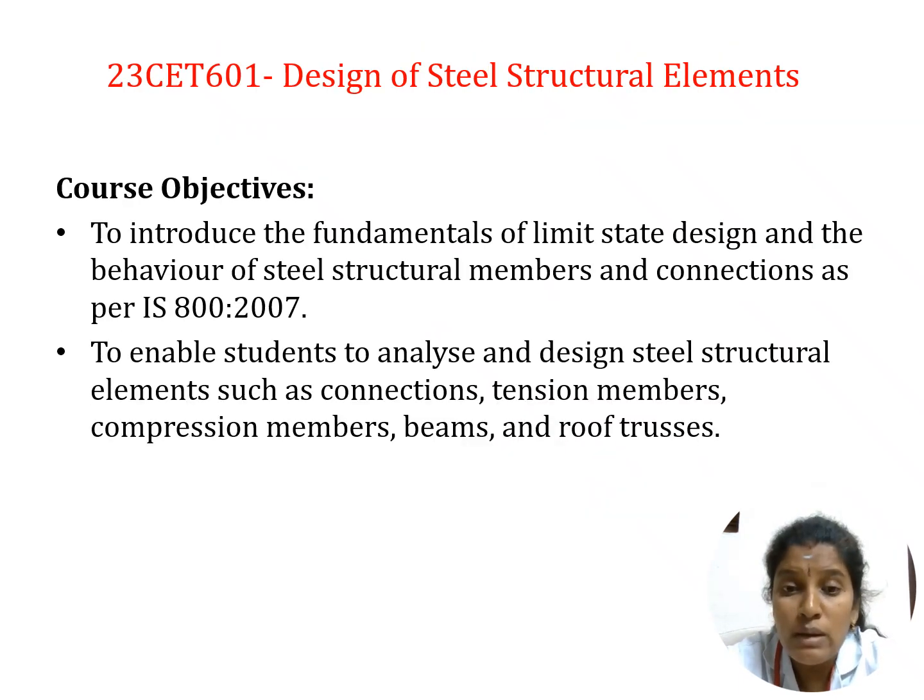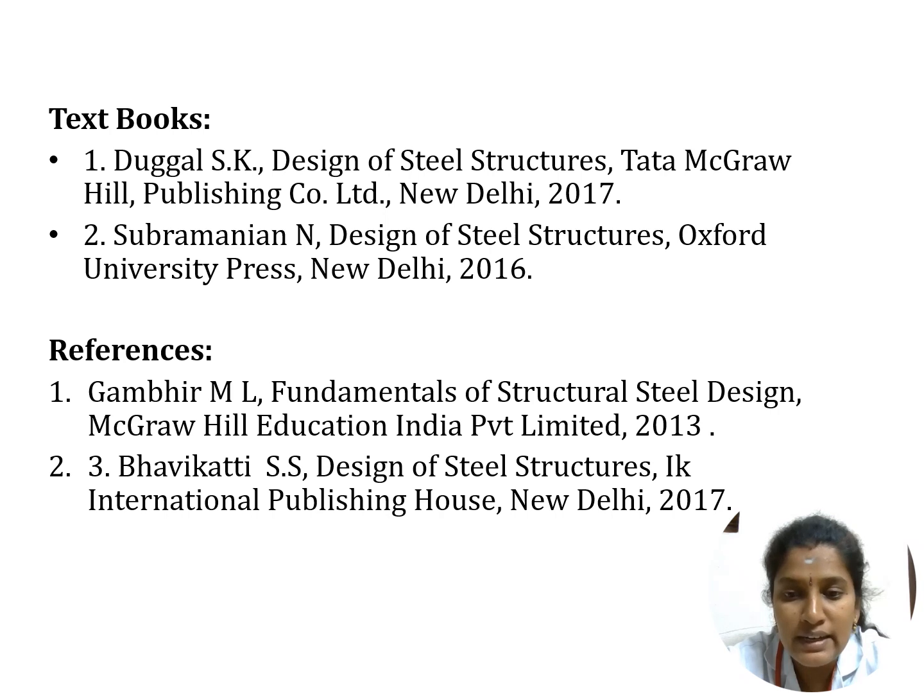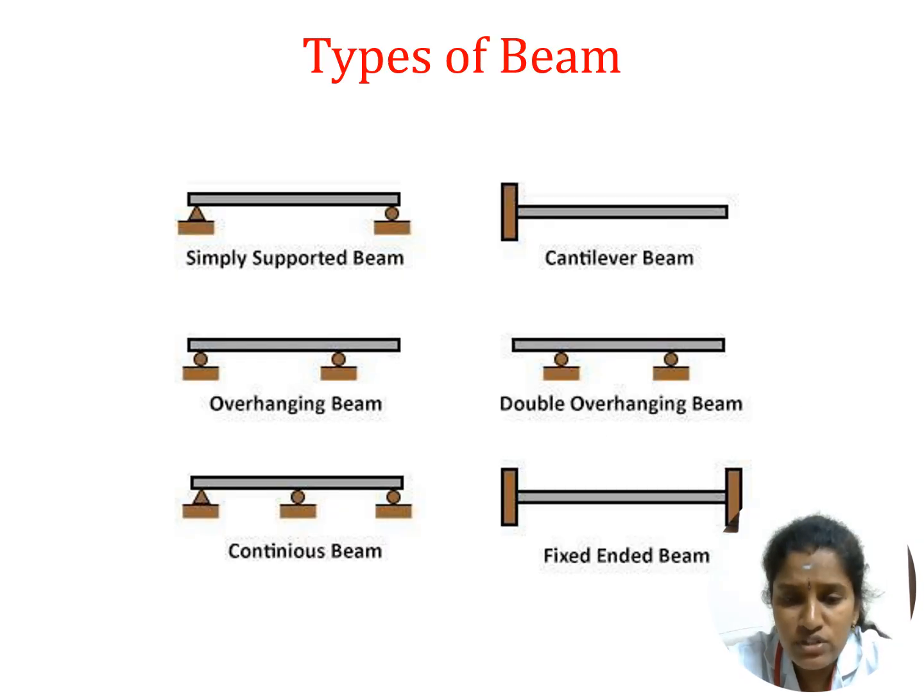So this is the main course objective of this unit, and these are all the text and reference books that are followed. First of all, we should know what are the different types of beams. We have different types of beams available: simply supported, cantilever, overhanging, continuous, and fixed. If both ends are fixed, it is called a fixed end beam. Both ends simply supported is a simply supported beam, and if one end is fixed and the other end is free, it is a cantilever beam. More than two supports provided is called a continuous beam.